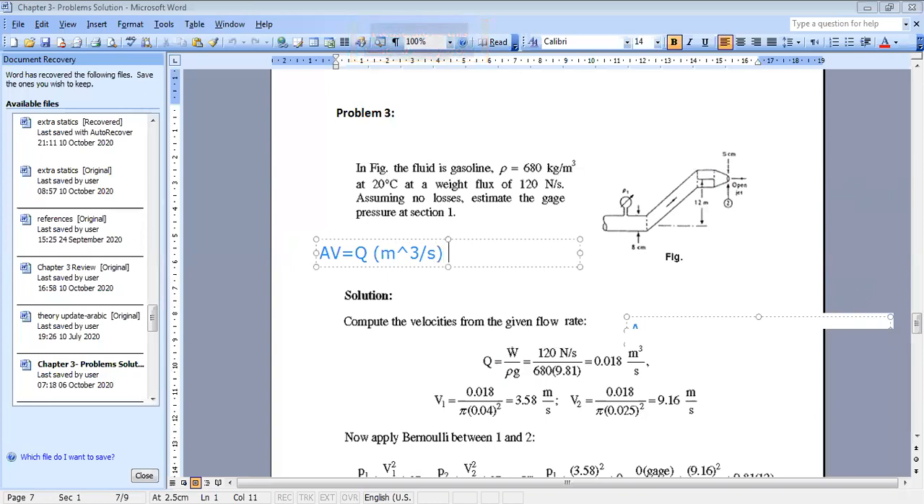And Q is equal to the weight flux, WF or W dot if you want, over gamma. So once you find the Q, since you have constant flow rate, you can say that Q is the same everywhere. So A1 V1 is equal to A2 V2.